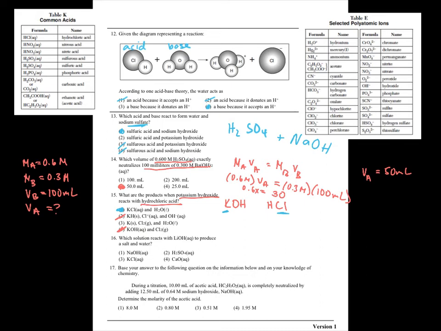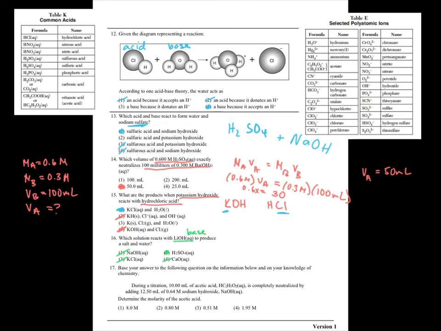Number 16. Which solution reacts with lithium hydroxide to produce a salt and water? So we're thinking that lithium hydroxide is a base, so we're looking for an acid. Choice 1 is a base, 3 is a salt, 4 is also a salt, so we gotta think that it's choice 2. Now moving on to number 17.